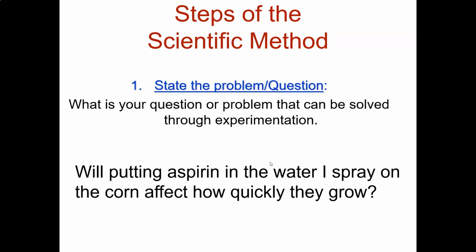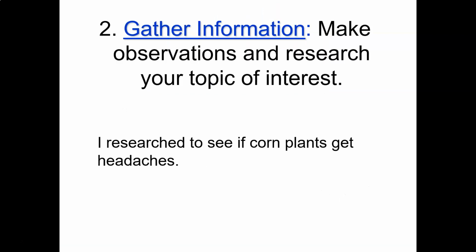So let's go through another experiment, one that's maybe a little bit more scientific. You might argue against that. So step one, state the problem. Well, I want to know if I put aspirin in the water that I spray on corn plants, if it'll affect how quickly the plants grow. So that might be my question. I think I'm going to increase the food supply by spraying aspirin water. Step two, gather information. You might research whether aspirin and corn have been tested before. You might research to see if corn gets headaches or if it can feel pain.